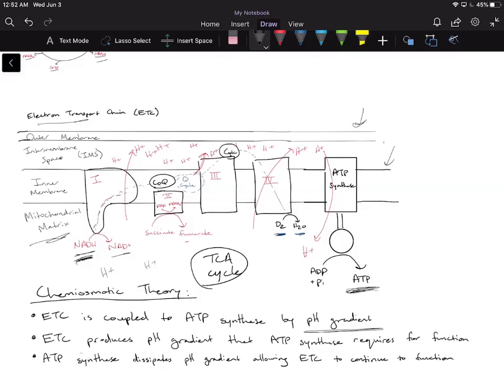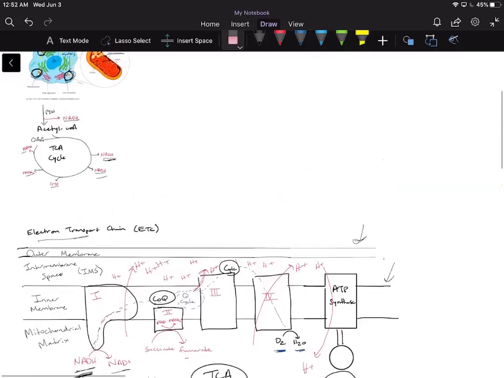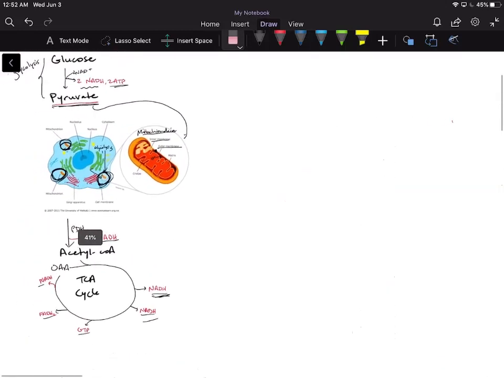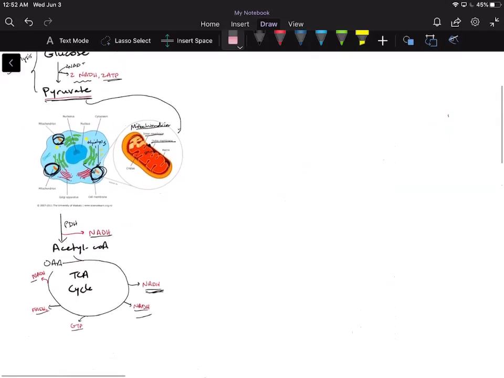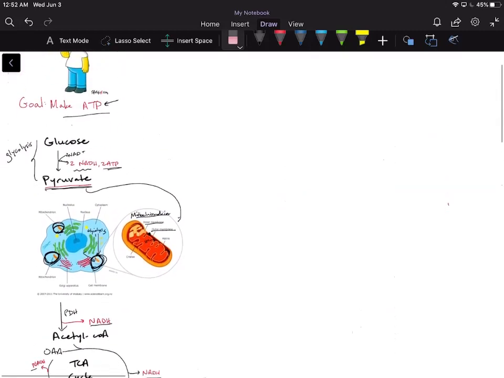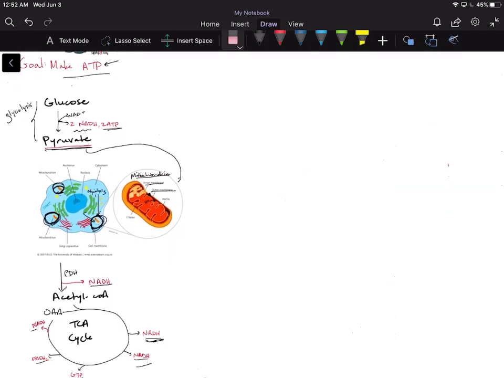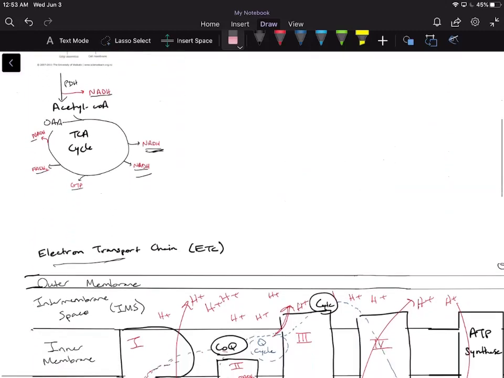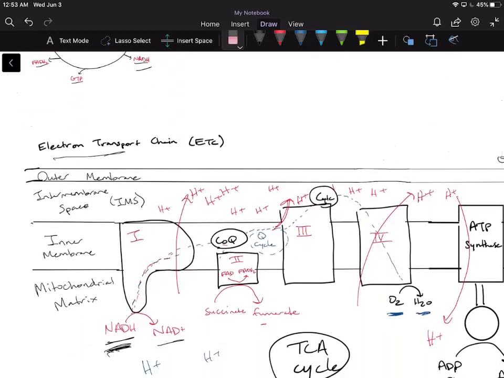And the way that it's connected, again, is by this pH gradient, or this electrochemical gradient, and this is how it works, okay? Up to now, we made a bunch of NADH and FADH2 molecules, and our end goal is to make ATP, which we haven't done thus far, or only very minimally. Now what we want to do is oxidize this NADH, and take those electrons and pass them through the electron transport chain.